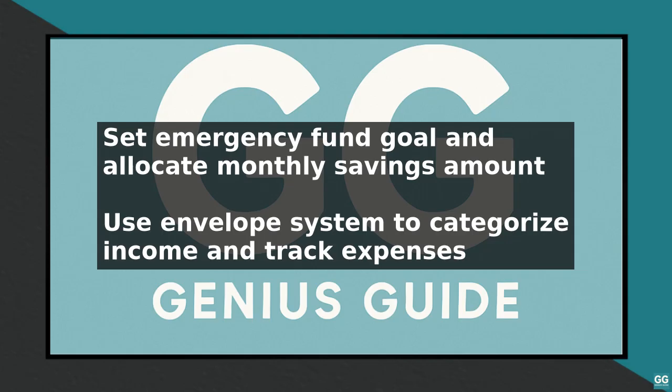EveryDollar will then help you to create a plan for reaching your goal by allocating a certain amount of money each month to your emergency fund. You can also set up automatic transfers from your checking account to make saving easier and less prone to being neglected. It is a good idea to make saving for your emergency fund a priority by treating it as a necessary expense, just like rent or utilities.